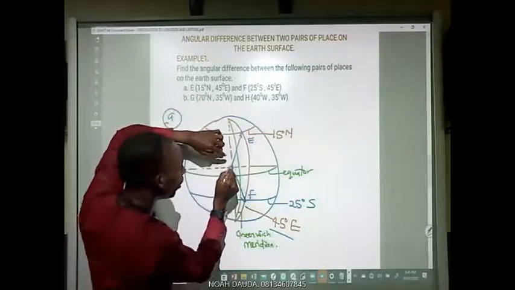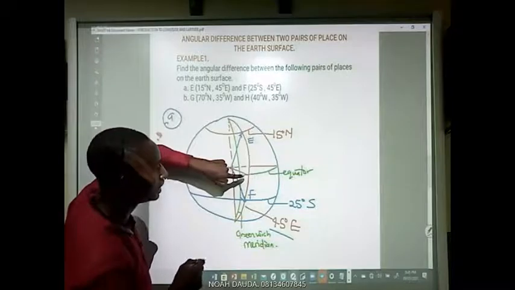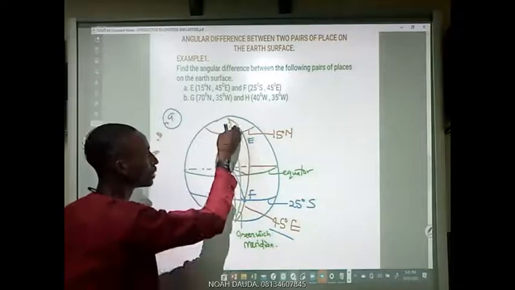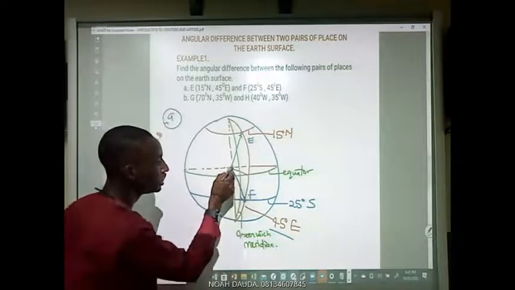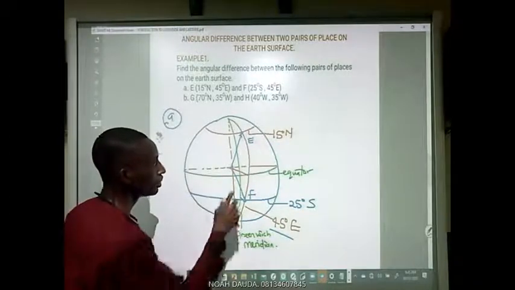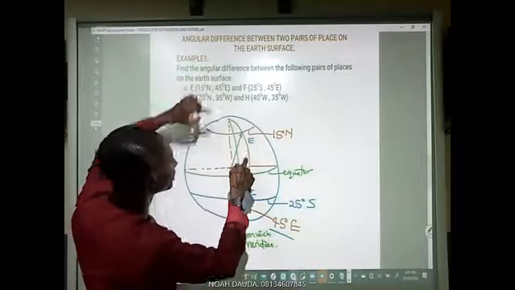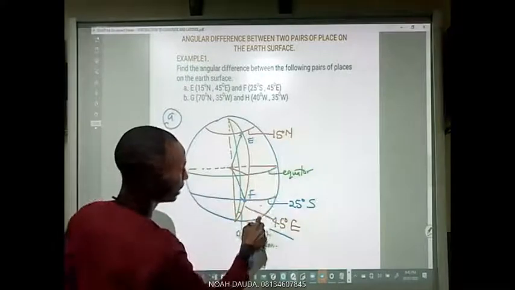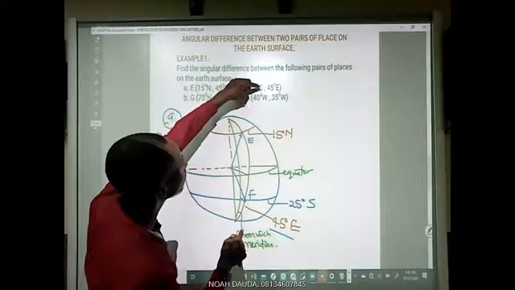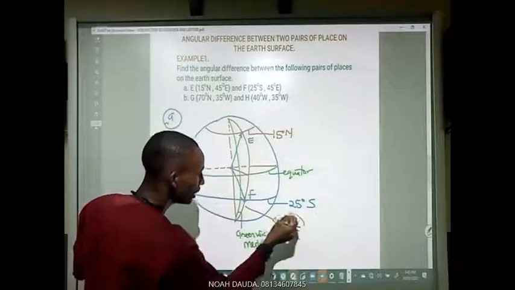Now, your line of origin is drawn from here to the equator. The reason being that it must be alongside your points E and F, which is from the origin to the equator. Now that we have done that, looking at point E, it is 15 degrees north and 45 degrees east. And F has 25 degrees south and 45 degrees east. So the common angle we have here is your 45 degrees east.